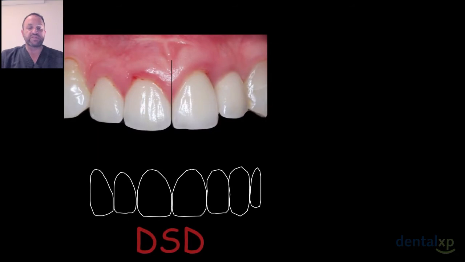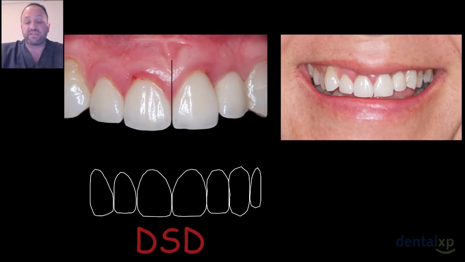So let's look at this case over here. You can see this is a classic type of case. You can see it required a DSD, which we did. And if you have a look at the smile, you can see that the DSD was necessary not only from a gingival point of view, but also from an incisal point of view, where the left side was too high, and on the right side the gingival was too low.